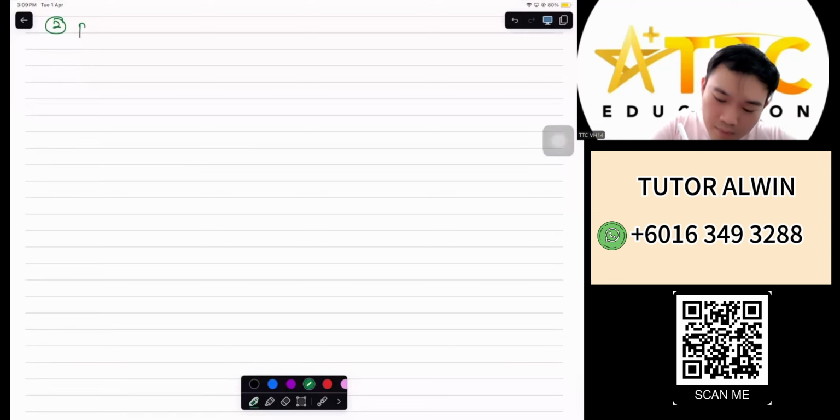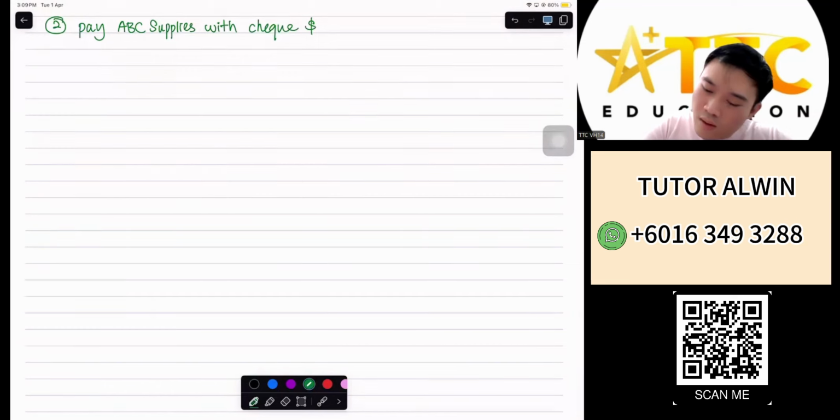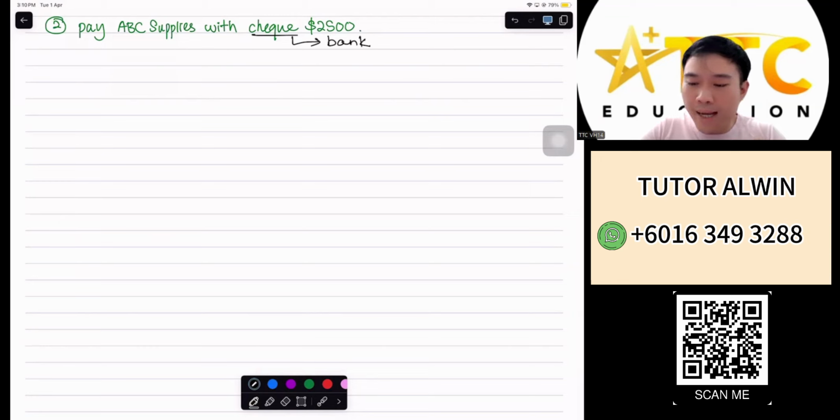Let's say we pay ABC supplies with check $2,500. Again, this will go into our cash book. But once we see check, we need to immediately think of our bank.